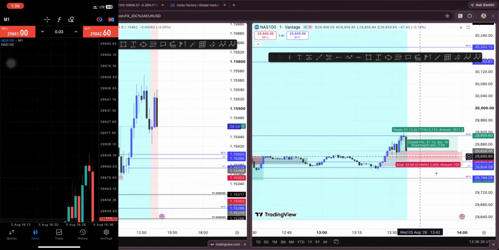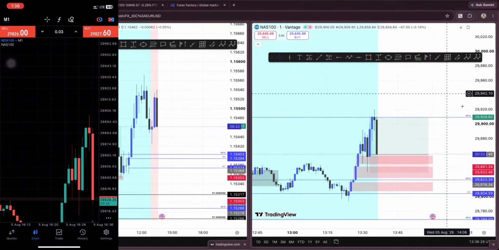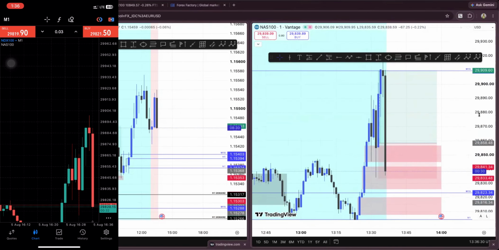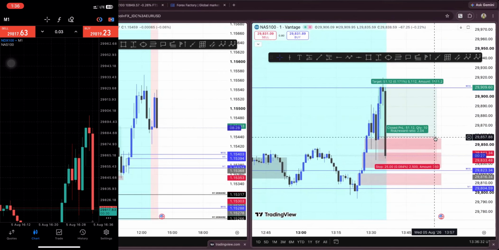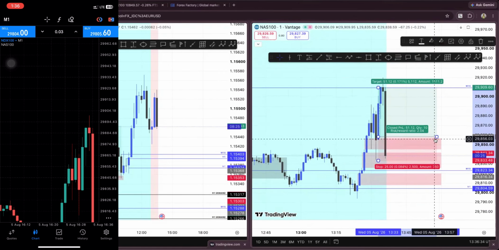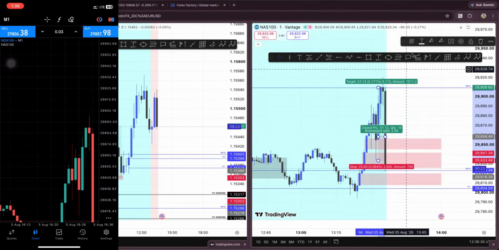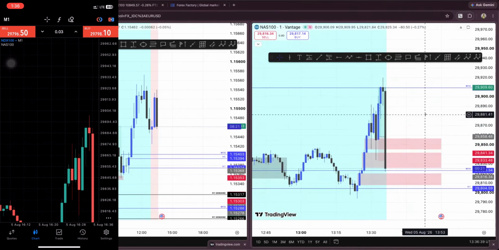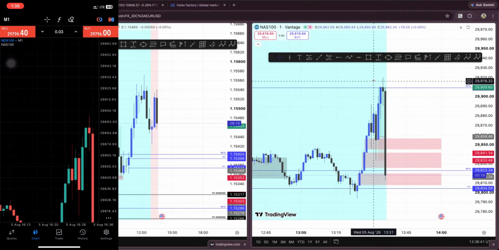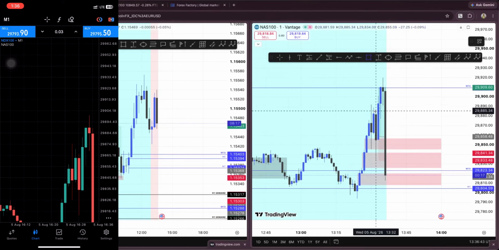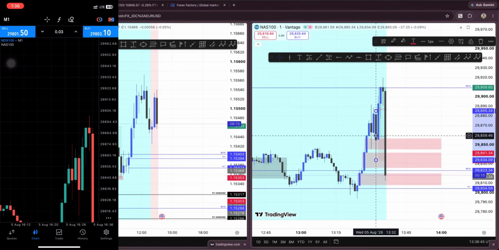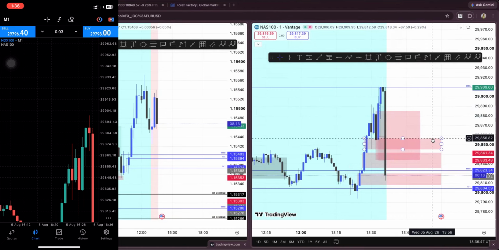So yes, price just stopped me out. Wow, this is insane. Yes. So yes, price just stopped me out. We just invalidated this demand right here. Today has been a very wild day for me. Let me delete these fair value gaps.